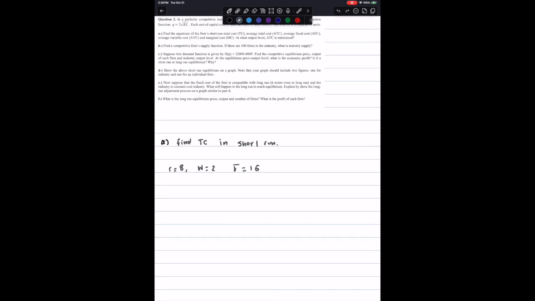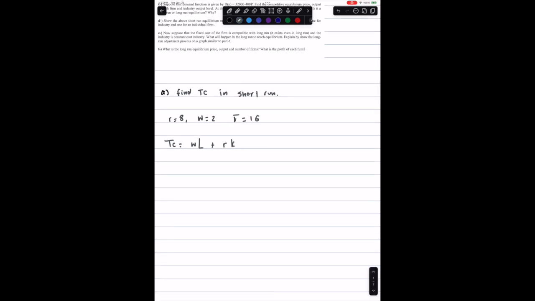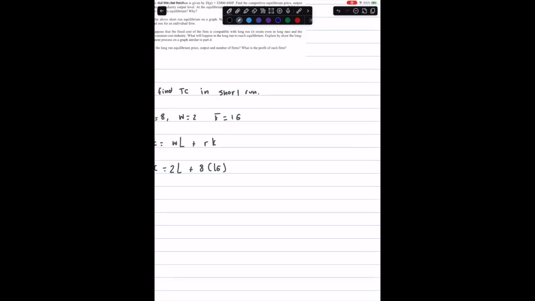Well, what is total cost really equal to? Total cost is equal to the wage times how many workers we have, plus how much each unit of capital costs times how much capital we have, right? Just subbing in our variables, it's going to be 2L plus 8 times 16 as our total cost. But how do we find L? And that's what we're going to do right now.